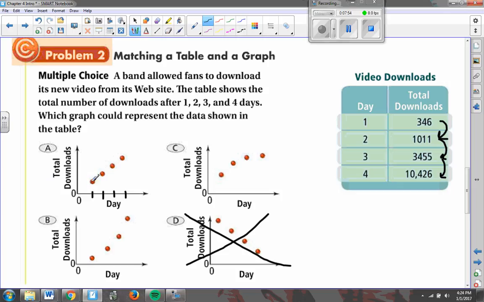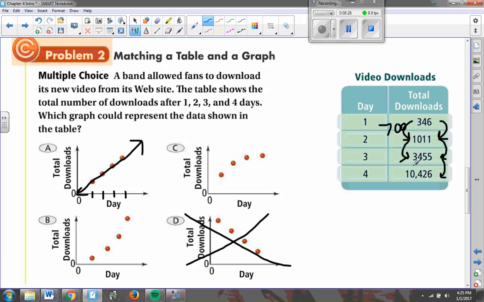Letter A, it appears that these dots are right in a straight line, and what that would mean is that each of the days going by, we get the same increase in total downloads. So it's going up by the same number every day. But that's not true, because on day 1 we have 346. We jump up to 1,011, an increase of approximately 700.